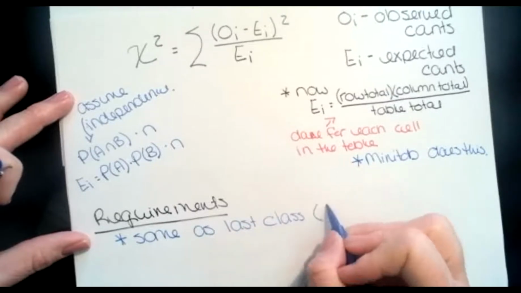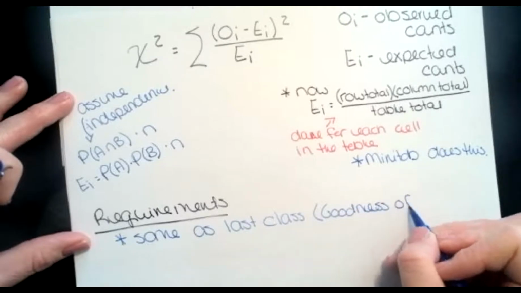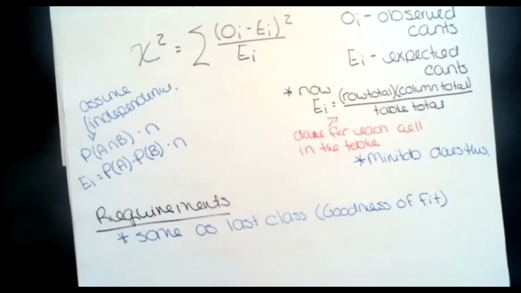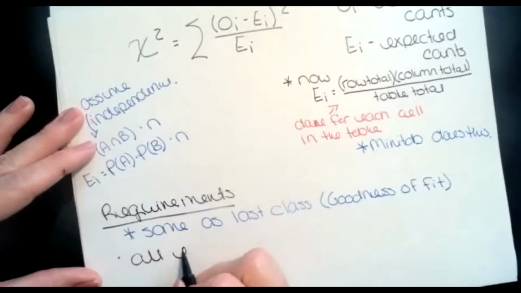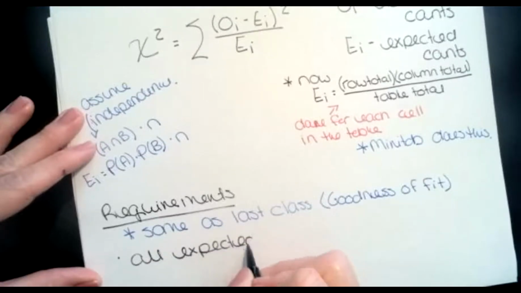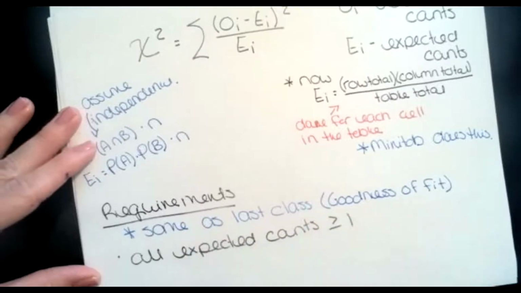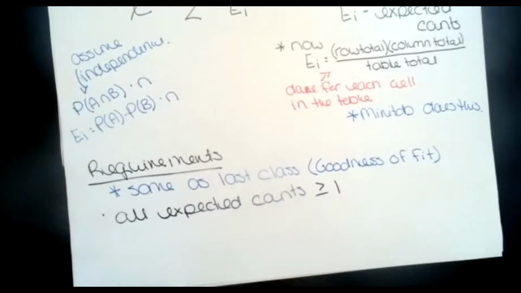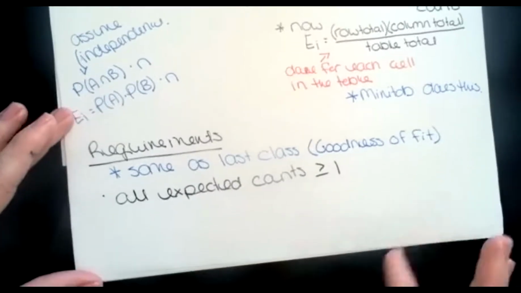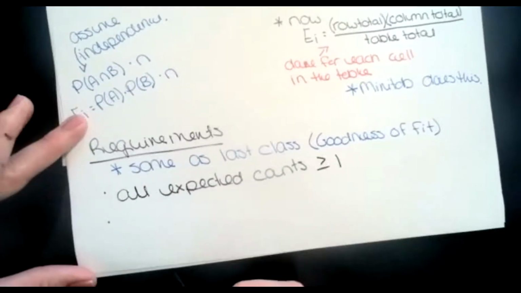And maybe I'll put goodness of fit. So we have that. So what the requirements say is that all expected counts must be greater than or equal to 1, right? Remember the counts, that's how many individuals are in a category. So I need to have at least one individual in each category. That's what that's saying. If I don't have 1, then that means I have 0. And that causes a problem.